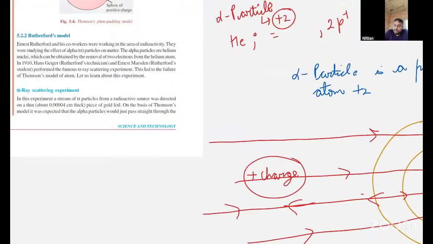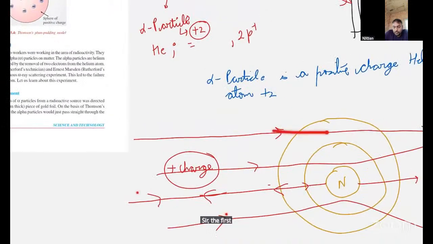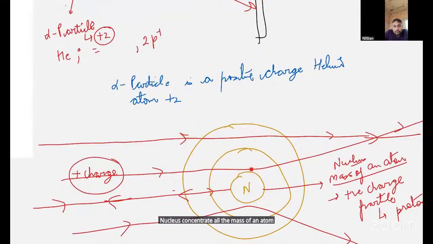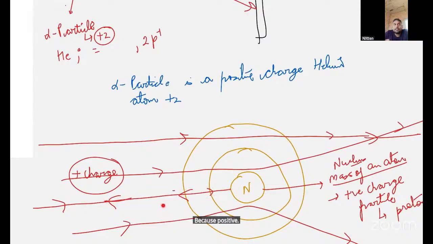Are you getting this? Yes, Nidhi. So the first conclusion was that most of the space is empty. Then second, the nucleus concentrates all the mass of the atom, and it is found in the center of the atom. And the third is that in the nucleus there is a positively charged particle called proton. That is why there is 180-degree deviation, like this, because positive repels positive, that is why.